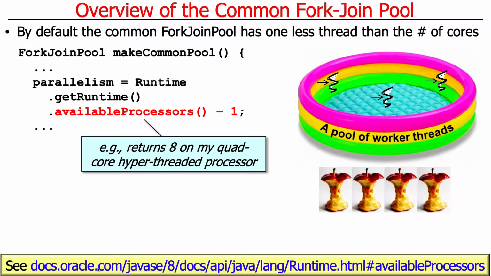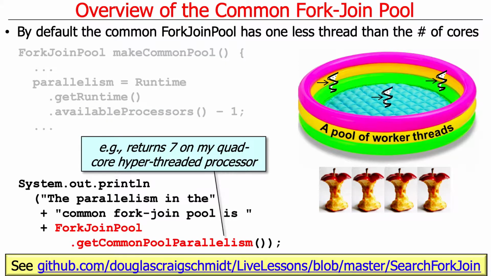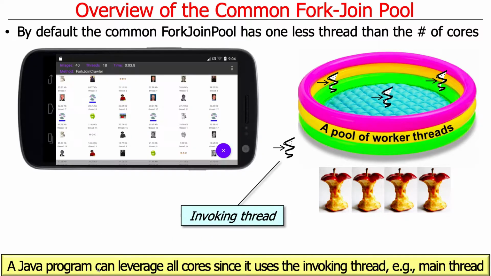By default, the common ForkJoin pool has one less thread than the number of cores. So, on my quad-core hyper-threaded processor, available processors returns 8. And as you can see, the common pool is going to take 8 minus 1. So it'll be a total of 7 in the common pool, always one less than the number of cores. And if you were to make this call, say ForkJoinPool.getCommonPoolParallelism, it would come back with 7. So it would say there are 7 worker threads in this common ForkJoin pool.